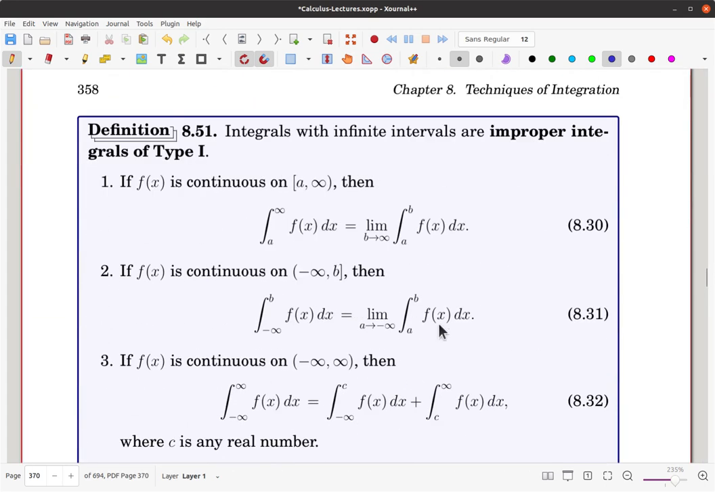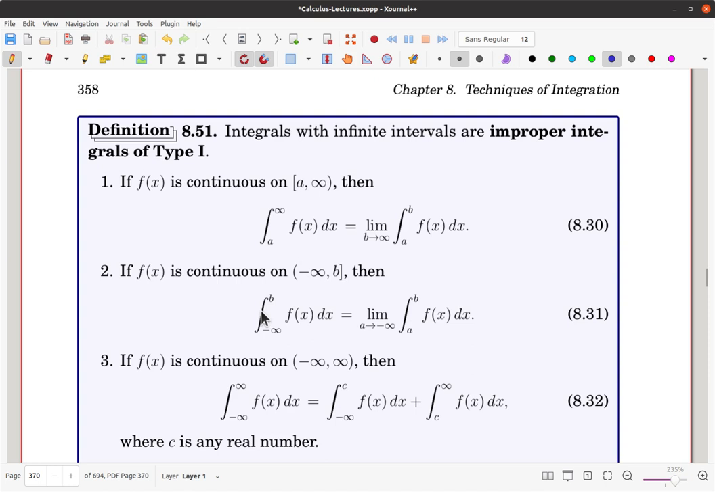So here we have the official definition for improper integral of type 1. Type 1 is dealing with infinite intervals. Here, if f(x) is continuous on 0 to infinity, then the improper integral can be computed in this way. Once the value is finite, then we say that that is the value of this improper integral.